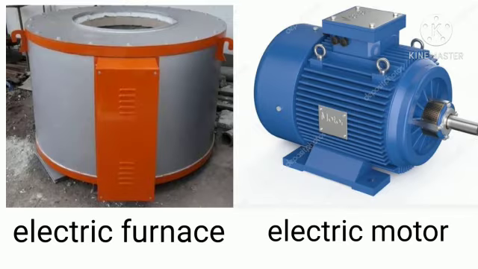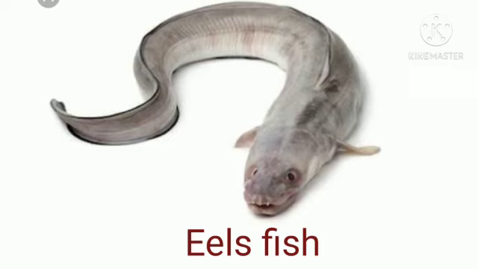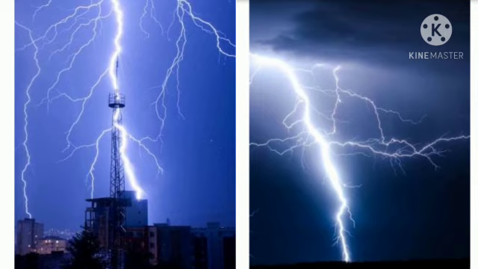Electricity is also used for running electric furnaces, electric motors, and several other instruments used in industries. Not only human beings but some animals also use electricity. For example, eels and fish use electricity to catch their prey and also for self-defense. Students, have you seen lightning during the rainy season? The lightning that strikes the earth is an excellent example of natural flow of electricity.